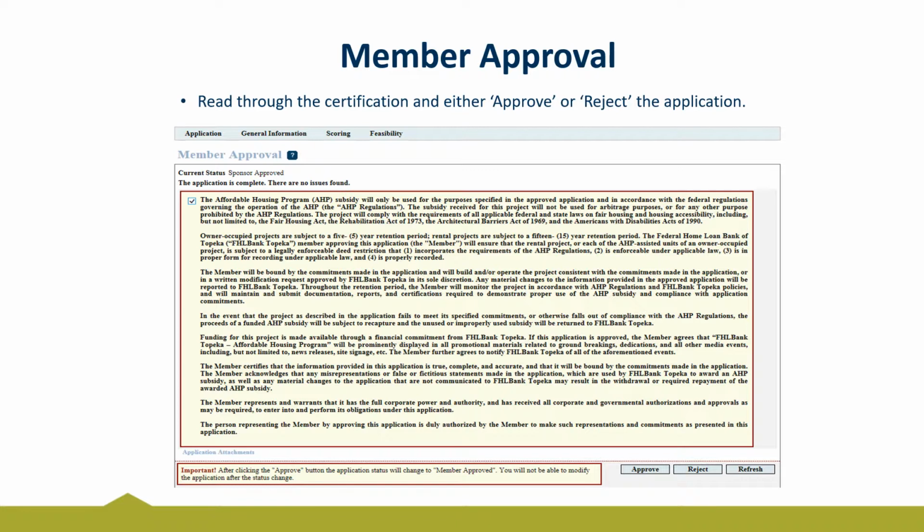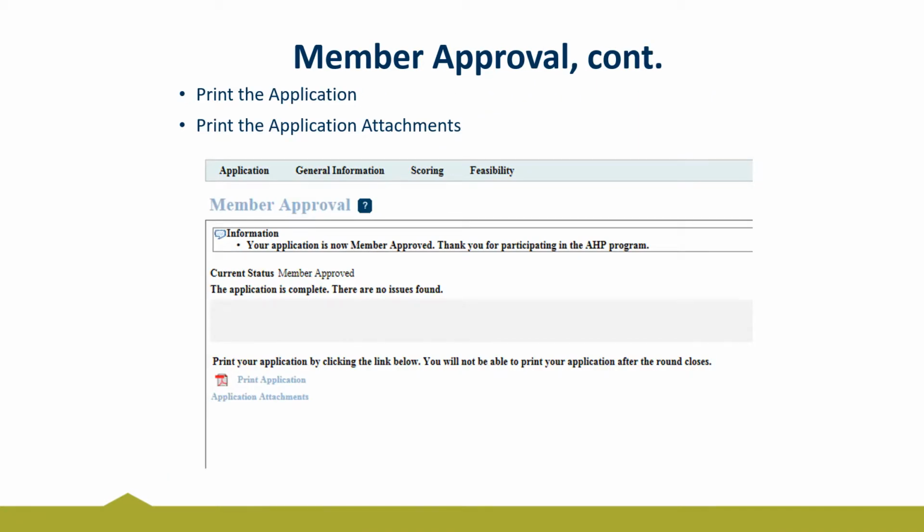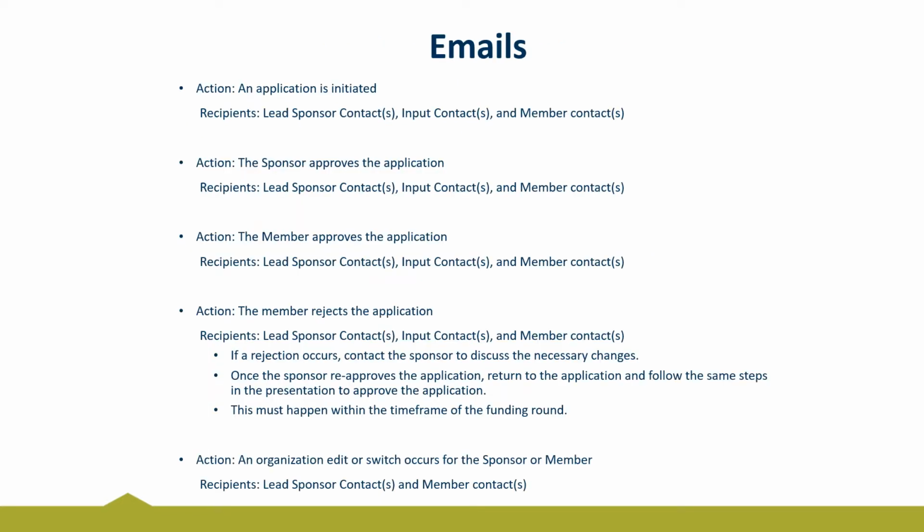If you have corrections for the sponsor, contact them and review the corrections. The sponsor will need to reapprove the application after the corrections are made. Once that's complete, you will then have another opportunity to member approve the application. Once the member approval is complete, that means the application has been submitted to Federal Home Loan Bank. You will receive an email notifying you the application was member approved. You can now print the application and application attachments for your records if you'd like.